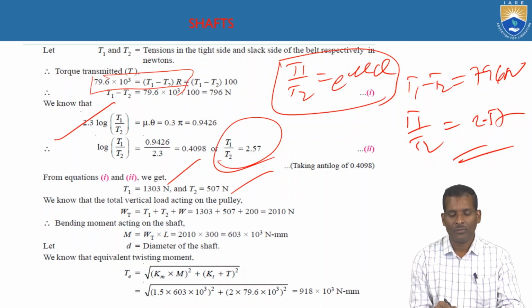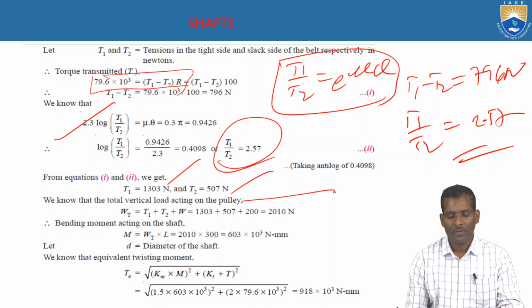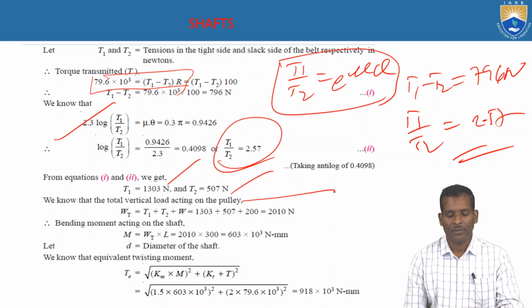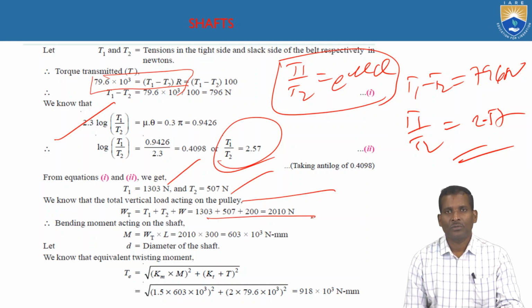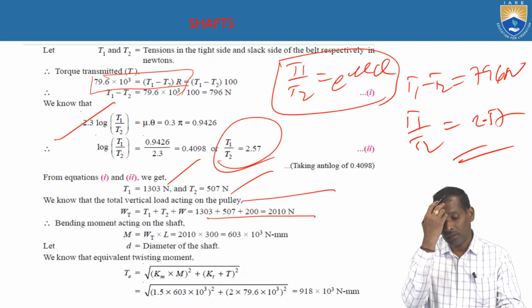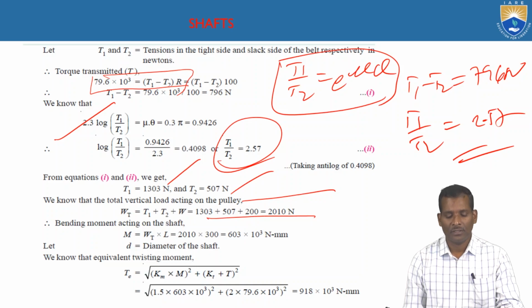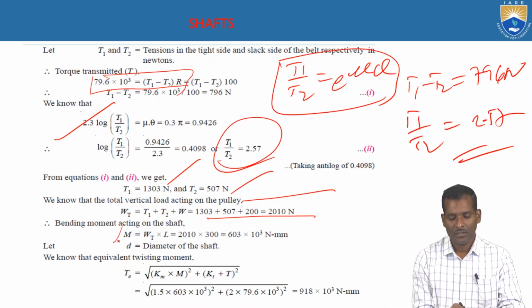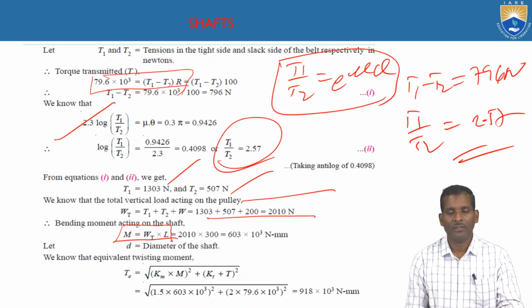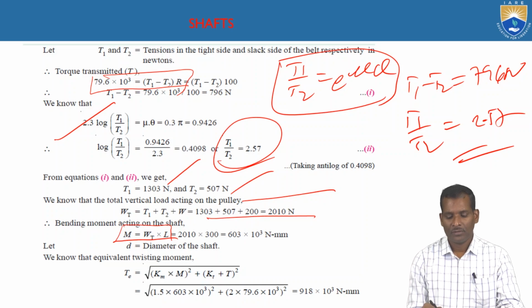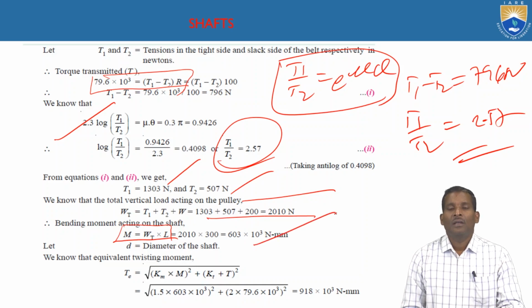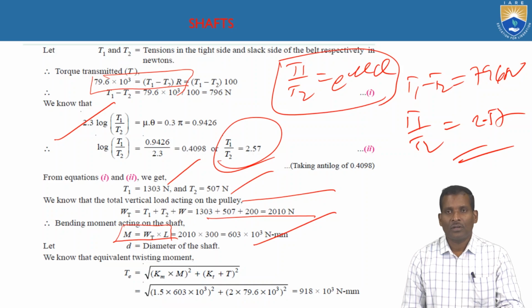After that, the total vertical load acting on the pulley. So much load acting on the pulley, WT, that is T1 plus T2 plus W. So you will get 2010 value. So similarly, calculate bending moment on the shaft, load multiplied with the length. So that is bending moment, load multiplied with L, you will get bending moment. So the bending moment is, so you got 603 into 10 cube.